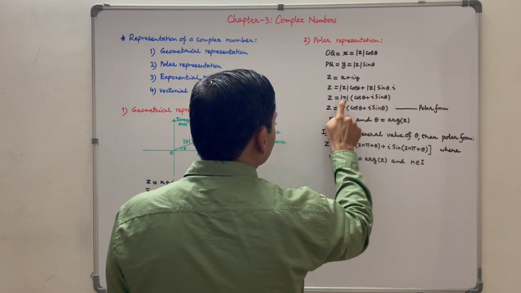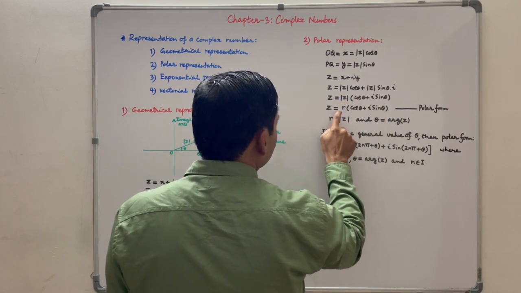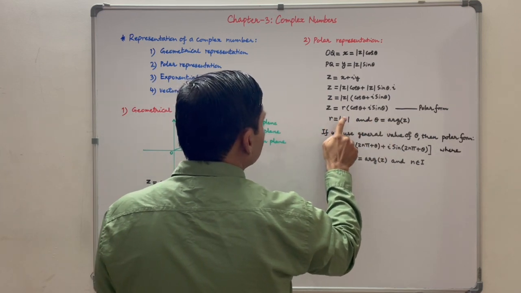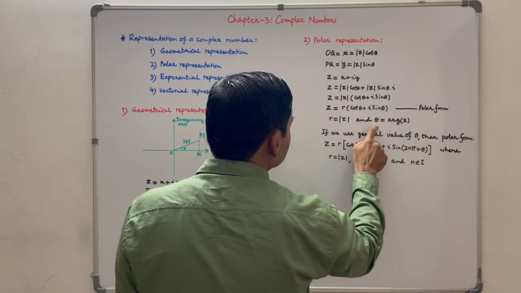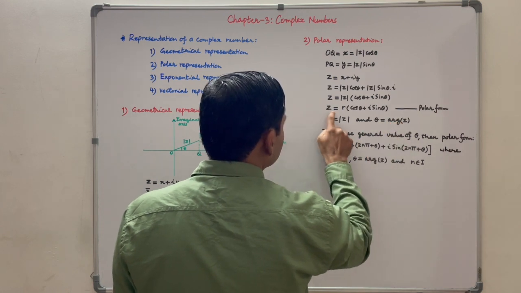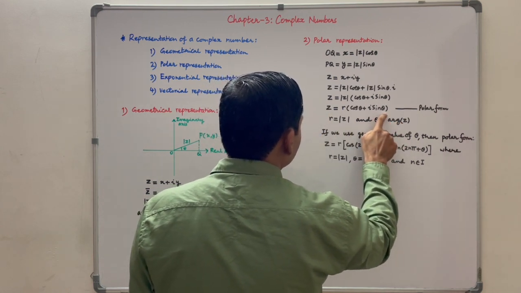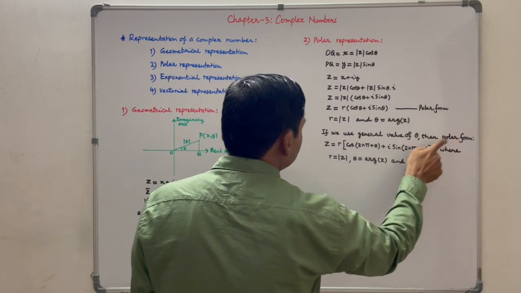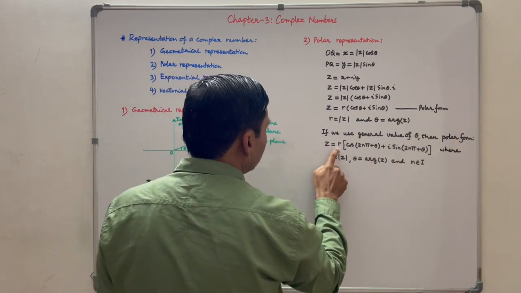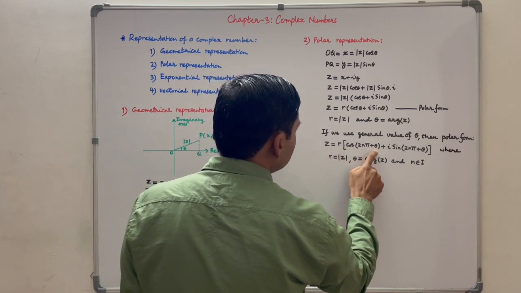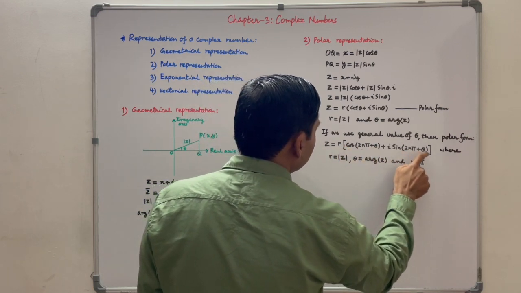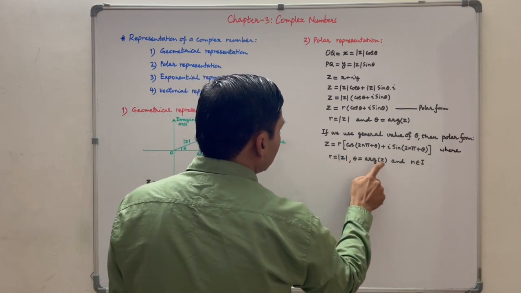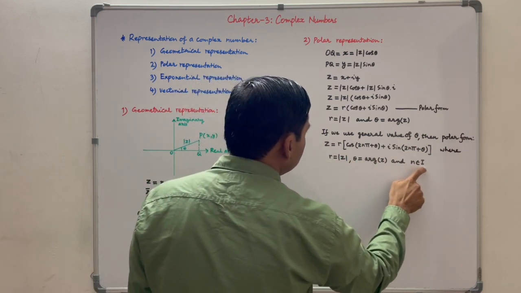Write r in place of mod z. So z is equal to r cos theta plus i sin theta, where r is equal to mod z and theta is argument of z. This is called as polar form. If we use general value of theta, then polar form can be written as z is equal to r cos 2n pi plus theta plus i sin 2n pi plus theta, where r is equal to mod z, theta is argument of z, and n is integer.